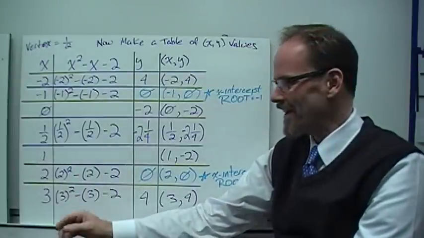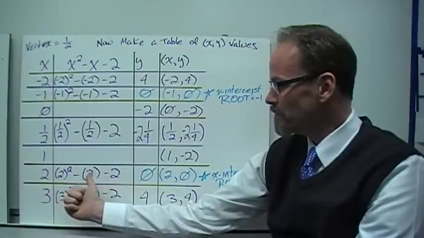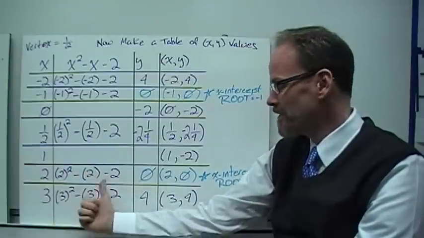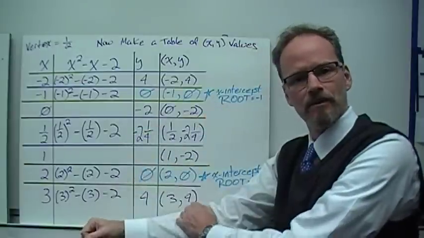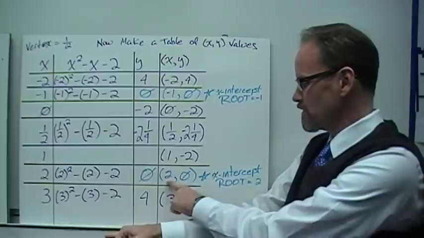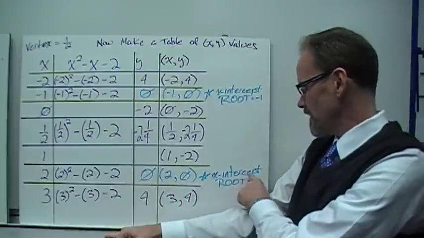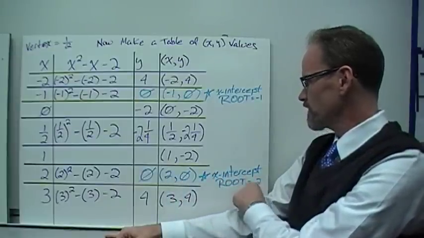easy for me to say, right? Look, 4 minus 2 is 2, minus 2 more is 0. Again, yeah, we had it. We found the other root. 2 is the other x-intercept, and the root is going to be 2.